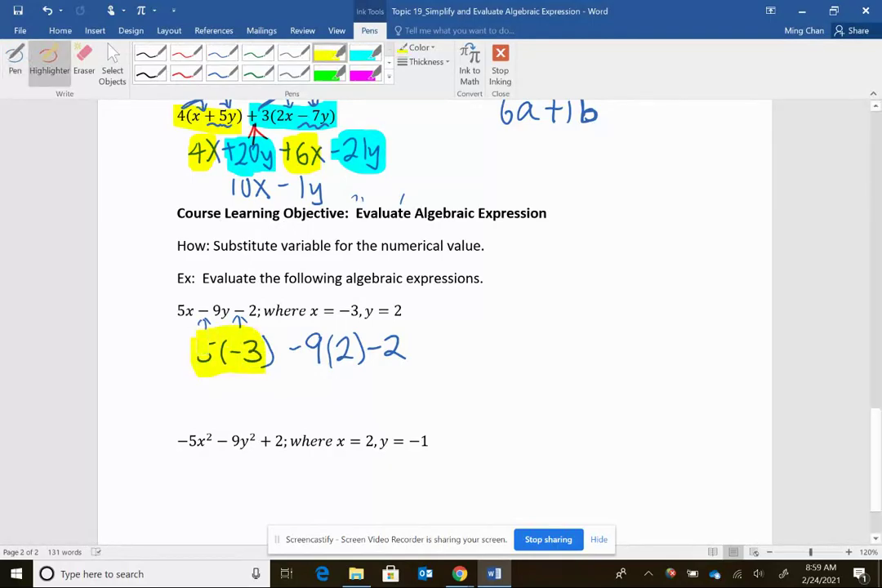Okay, so do one term at a time. My first term, 5 times negative 3 is negative 15. My next term, negative 9 times 2 is negative 18. My last term, no operation, still negative 2. So now the problem actually reads as negative 15 minus 18 minus 2. But when we combine them, we see them as individual terms, so it's easy for us to add and subtract. I'm going to combine the last two first, okay? Negative 18 and negative 2 combined. Terms with the same sign, we add. So that gives me negative 20.